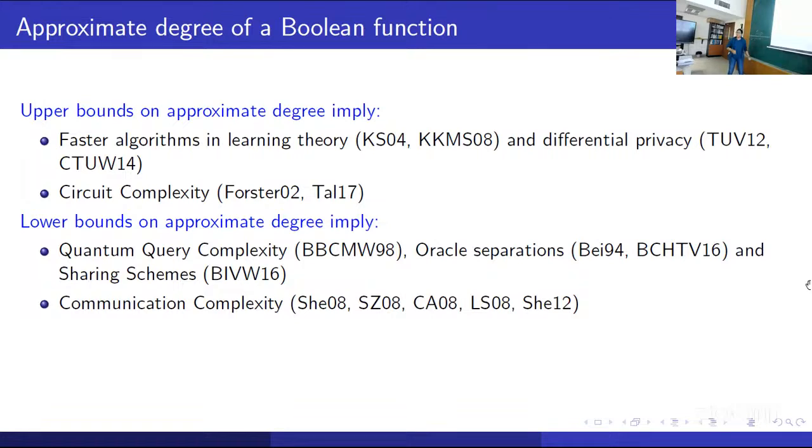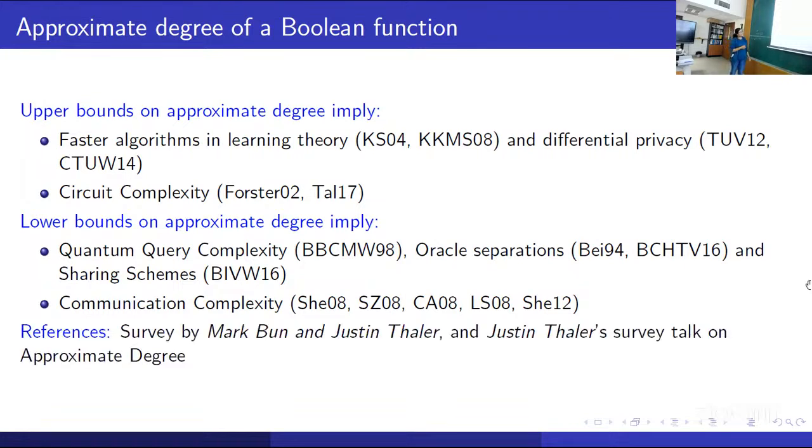Sorry, so for approximate degree, what is known? We know the approximate degree of F composed with G is at most the product. Okay, that is known. There is a nice survey by Bun and Thaler. That's not trivial, I don't see it immediately. No, it's not.